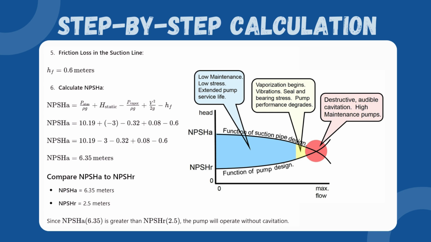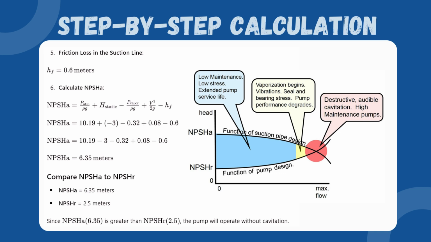Okay guys, so now it is clear that all the 5 terms are obtained in the form of heads, and putting all the 5 terms in the equation of NPSH available, we will get the NPSH available as 6.35 meter. Okay guys, now it's time for comparison. You all know that the NPSH required was given to us as 2.5 meter, and after calculation, we got the NPSH available as 6.35 meter. Since NPSH available is greater than NPSH required, the pump will operate without cavitation, right?